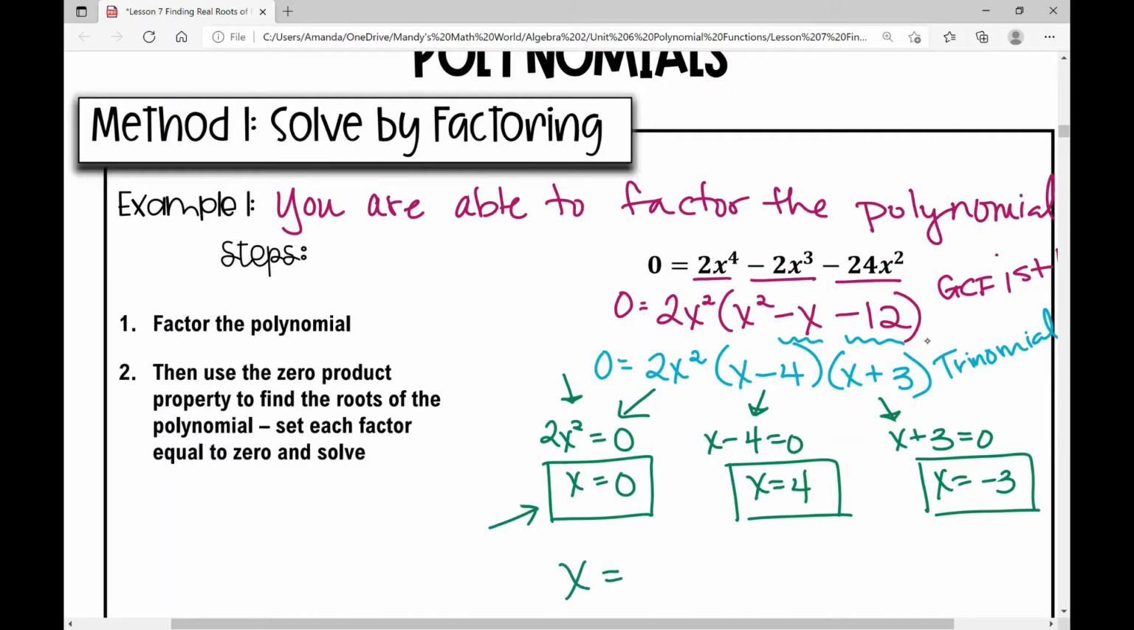We're going to list them out. And how do we list? We use roster notation, so those squiggly little brackets. Negative 3, 0, and 4. Those are the roots of this polynomial. Let's move on to example number 2.